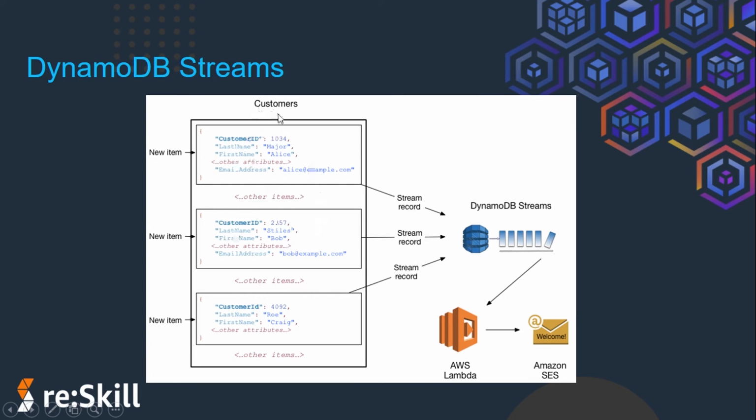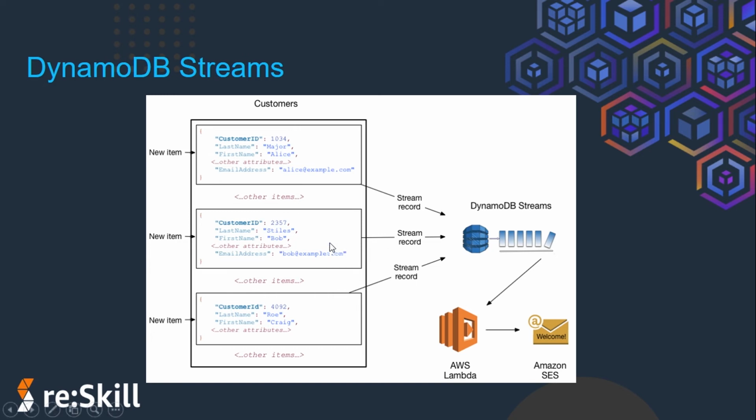This is a table, customers table. The entries are getting stored here. They are getting captured as a stream record and they are getting stored in the DynamoDB streams. Each stream record also contains the name of the table, the event timestamp when it happened, and other metadata. Stream records have a lifetime of 24 hours. After that, they are automatically removed from the stream.